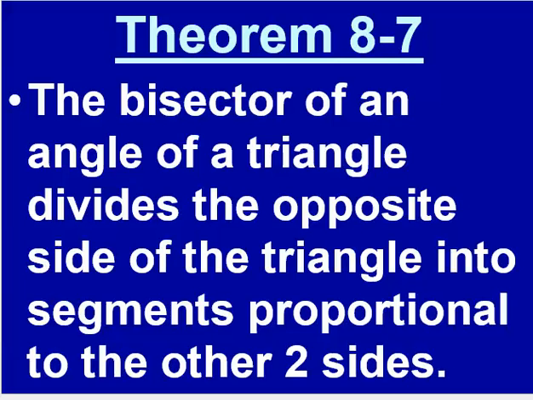So theorem 8.7 says that the bisector of an angle of a triangle divides the opposite side of the triangle into segments that are proportional to the two other sides. The bisector of an angle, so a segment that cuts the angle into congruent parts, divides the opposite side of the triangle into segments that are proportional to the other two sides. Let's look at an example of this.